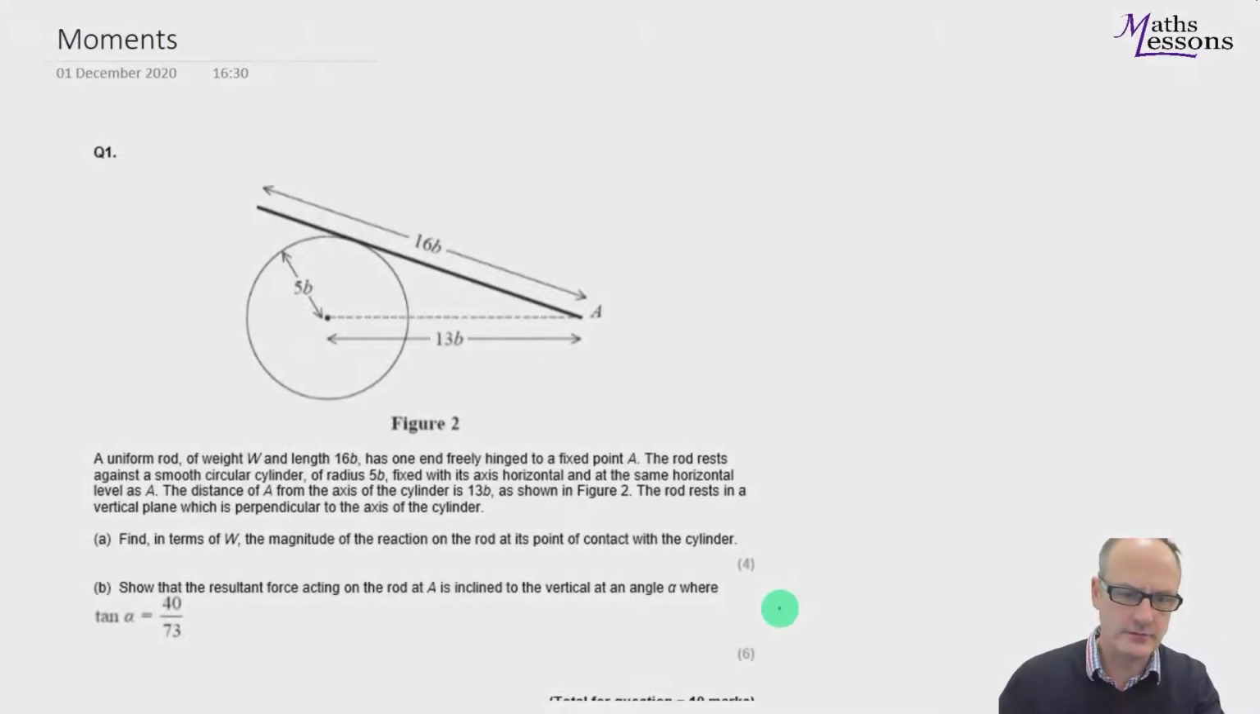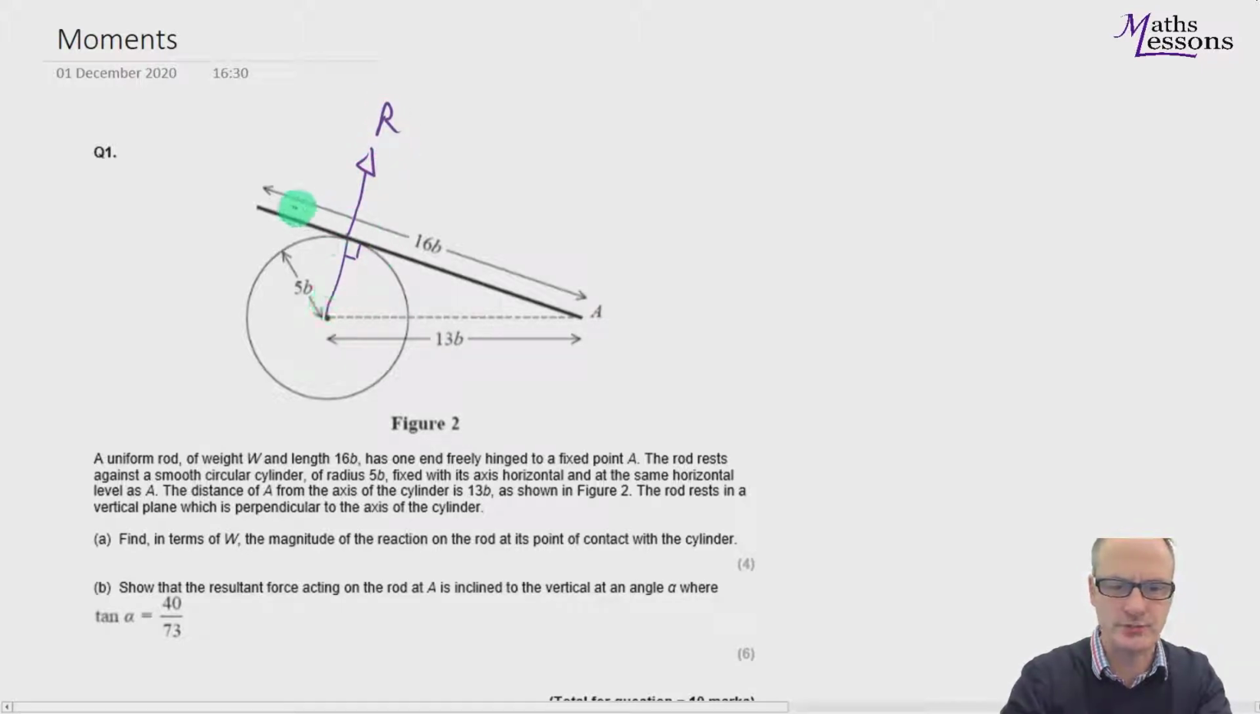Right, in this little tricky moments question, we're going to start off by trying to find, in terms of W, the magnitude of the reaction of the rod at its point of contact with the cylinder just here. What we need to realise is that when you have a point in contact with a cylinder, we've got a tangent on a radius. So the normal reaction will be at right angles to that point of contact, because the point of contact is a tangent against the radius.